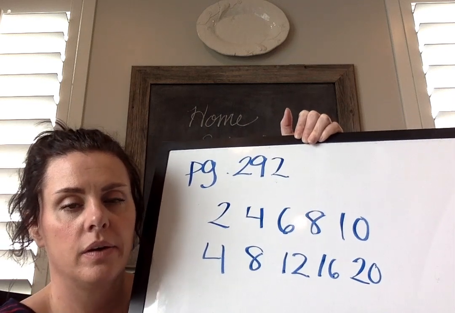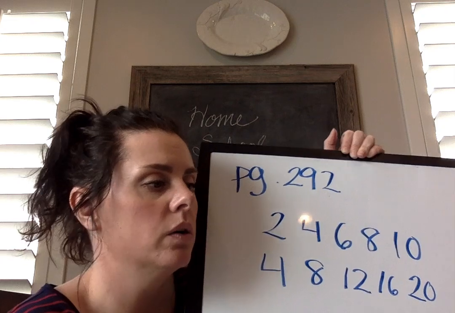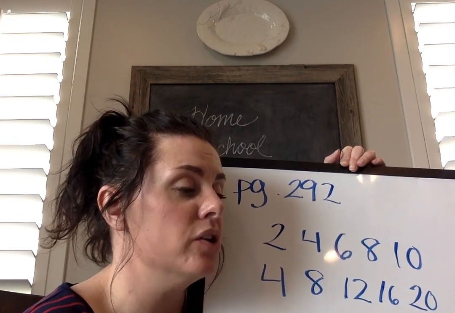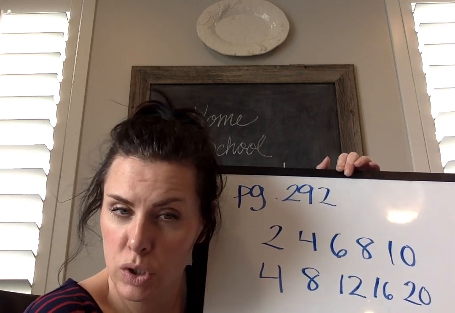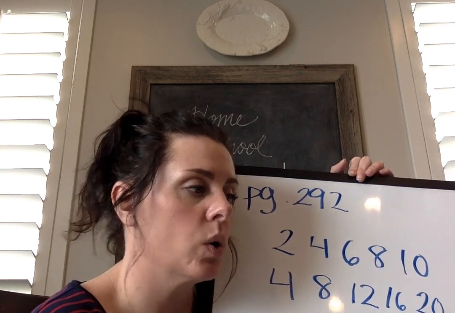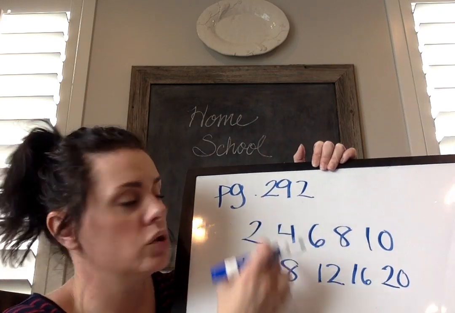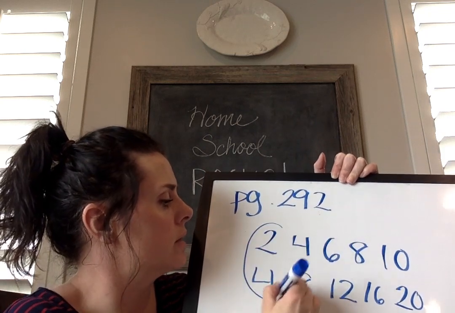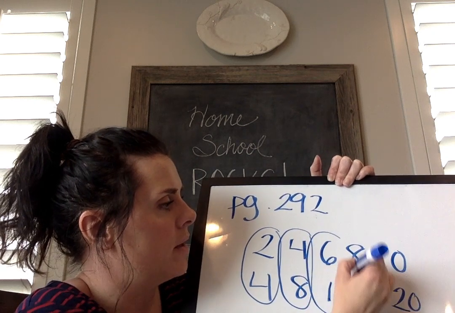Okay, so we've got our terms. Good job. Now, C says, circle the corresponding pairs of terms in the patterns. Pairs means 2, right? And they're corresponding. So what we're doing is actually circling the ones that are on top of each other. So let's go like this. Will you try that on your paper, please?